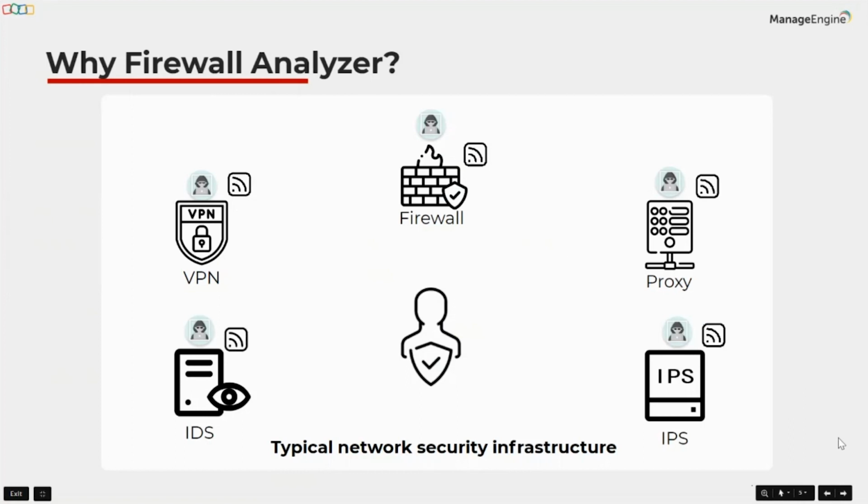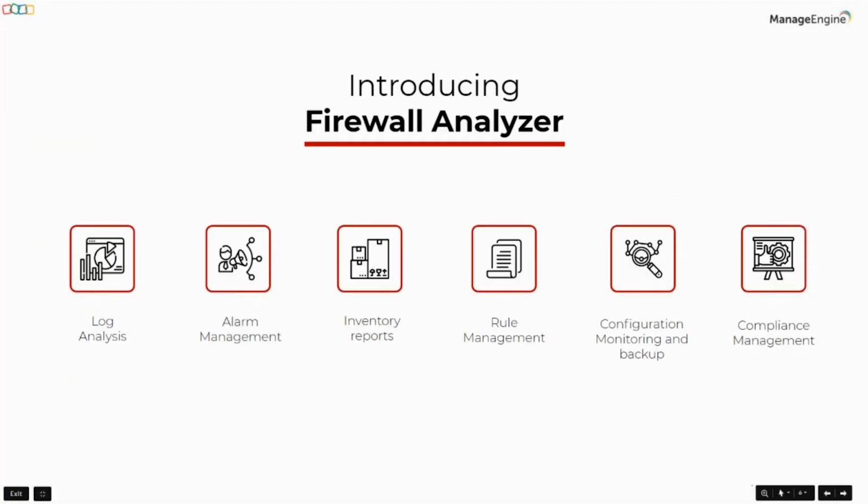You need a tool which monitors all your network security devices and identifies internal and external threats on a real-time basis. Introducing Firewall Analyzer, a log, policy, and configuration monitoring tool which helps in keeping track of your security and traffic logs using its log analysis feature, and alarm management, that is notifying about attacks and bandwidth anomalies. And it has inventory reports which contain details about each individual firewall device and all their performance metrics. And then we have a rule management feature which helps in managing and optimizing your firewall rules.